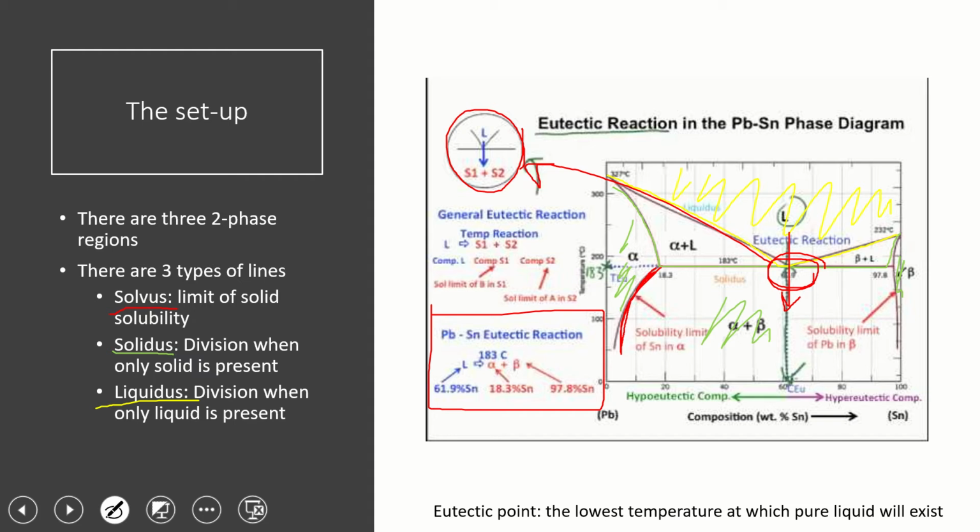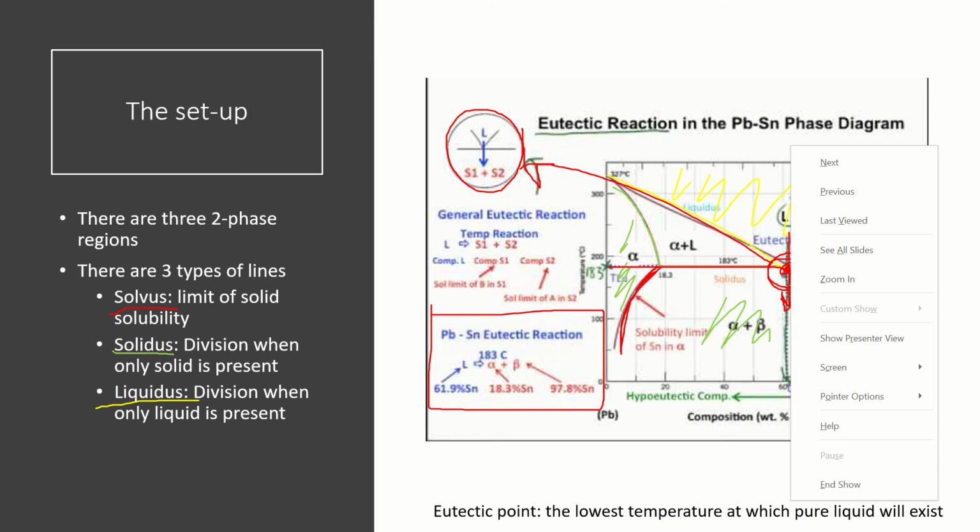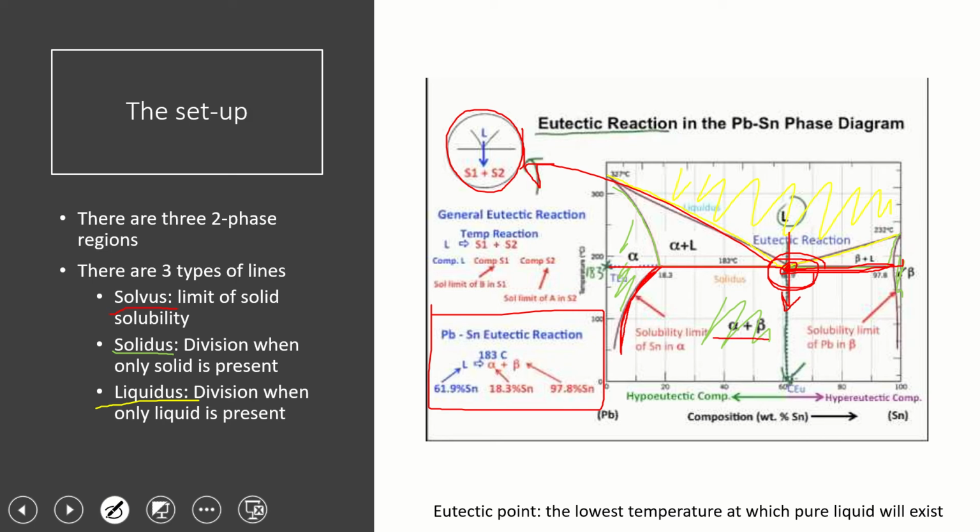So now that we have discussed all the different phases and the eutectic reaction, let's focus on the eutectic point. The eutectic point happens at a specific temperature, which in this case is 183. The eutectic point happens at the lowest temperature at which pure liquid will exist, and then it goes into two different solids.